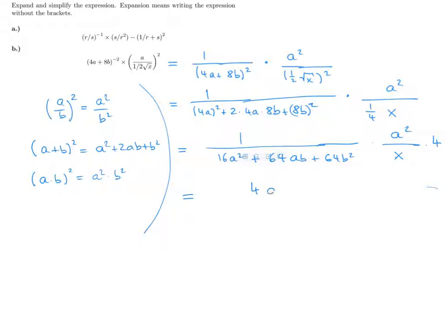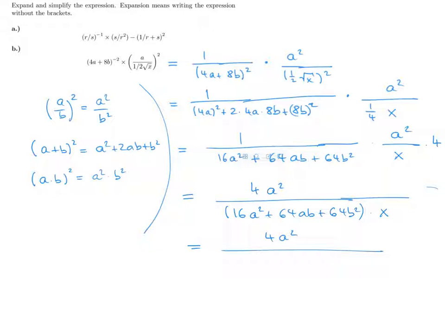So this would be then 4a squared divided by 16a squared plus 64ab plus 64b squared times x. And again, since the exercise says expansion means writing the expression without the brackets, we have to get rid of the brackets. This is 4a squared divided by 16a squared x plus 64abx plus 64b squared x. And we're done.